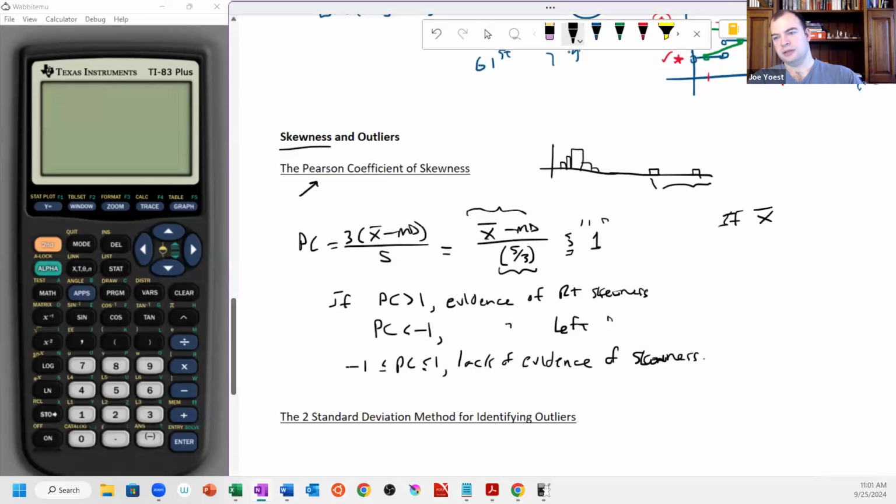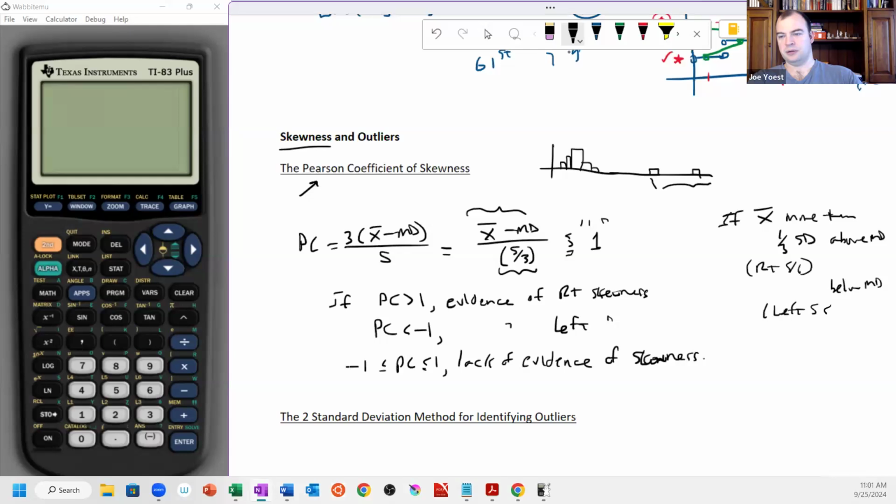Really what I'm saying is, if the mean is more than 1/3 of a standard deviation above the median, then there's evidence of right skewedness. If it's more than 1/3 of a standard deviation below the median, then that's evidence of left skewedness. And if it's not more than 1/3 of a standard deviation away from the median, then the two are close enough that there's a lack of evidence of skewedness.